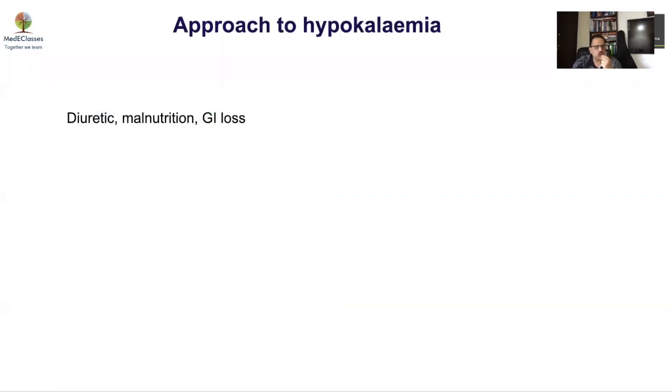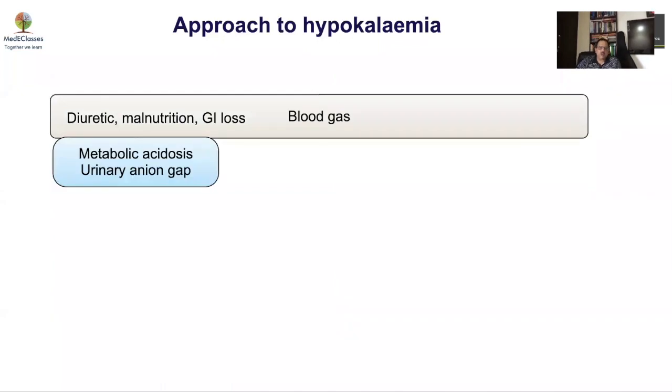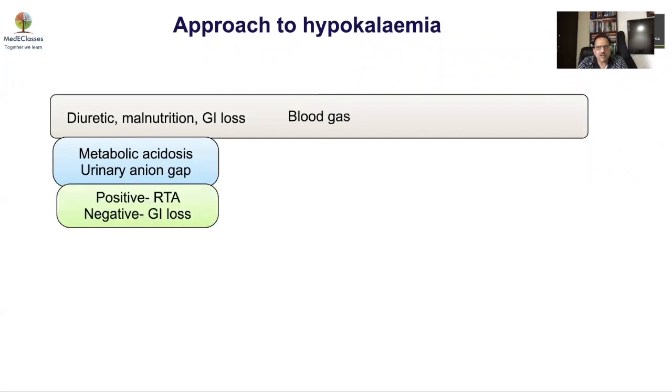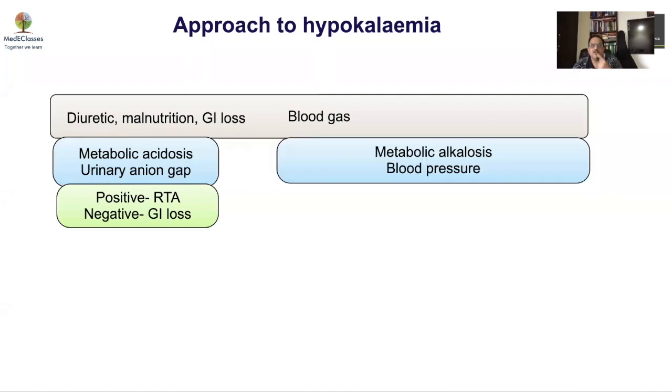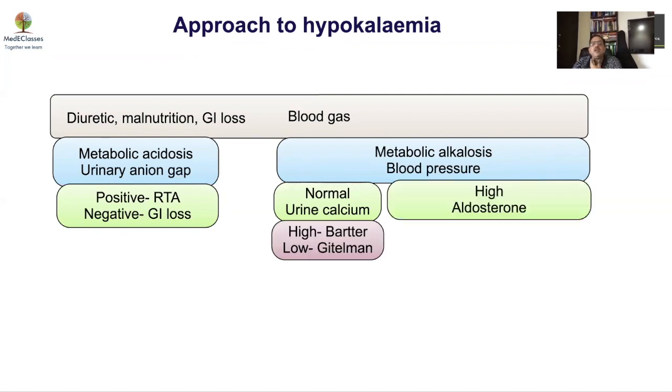So the approach to hypokalemia is basically to exclude diuretic use, malnutrition, and look at the blood gas. Look for metabolic acidosis. If metabolic acidosis is there, look at urinary anion gap. If the urinary anion gap is positive, it is RTA. If it's negative, it is GI loss. If there is metabolic alkalosis, look at blood pressure. If it's normal, look at urinary calcium. If it's high, it's Bartter. Low, it's Gitelman syndrome. If the blood pressure is high, look at aldosterone level.